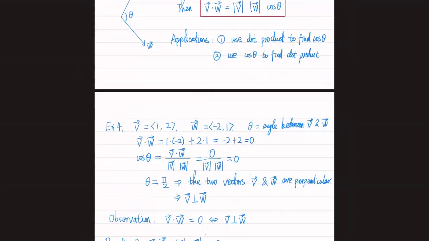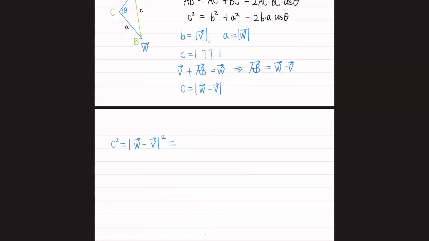But that's a plus, I think. Oh, minus, yeah. So the whole thing will be our vector. It's the dot product of the vector with itself.